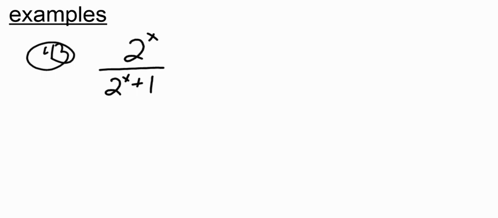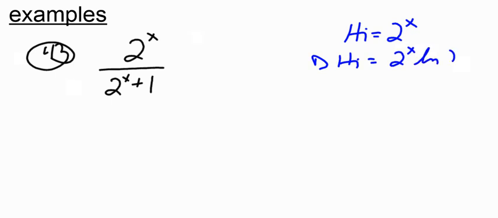I also want to do example number 43. We're given this function, and we want to find its derivative. So I have an exponential function and I have a quotient function. So we're going to do a couple of different things. I'm going to set it up for the exponential, my high, d high, and then my low, d low.